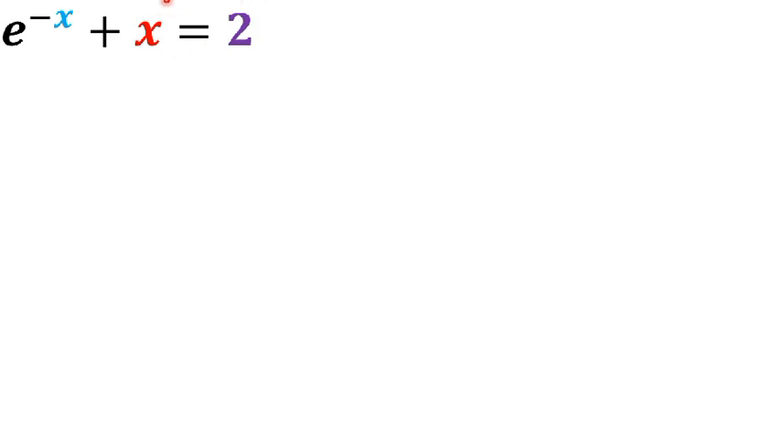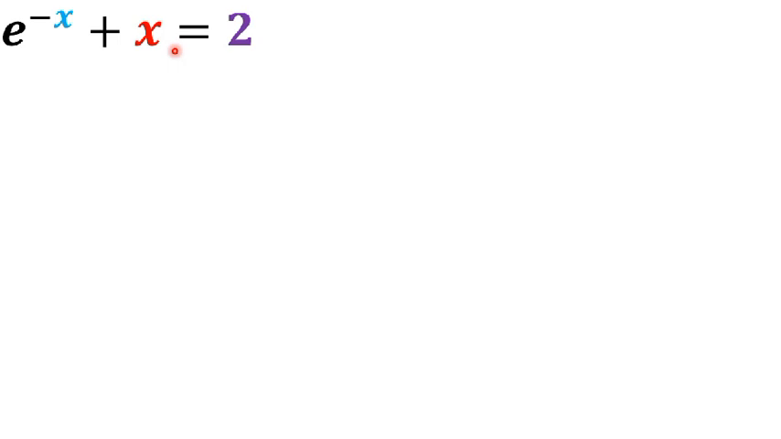So friends, if you carry x to the right hand side, you see that you're going to have e raised to the power minus x equal to 2 minus x, right? It therefore means that the graph of e raised to the power minus x and 2 minus x intersect at two distinct points, right? So we expect to see two values of x in this particular equation.